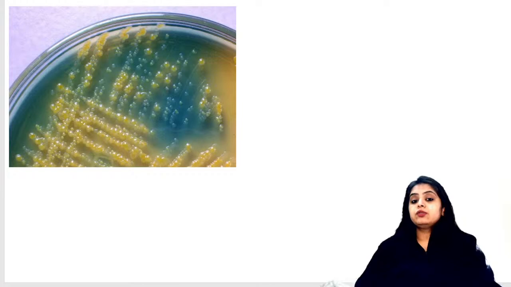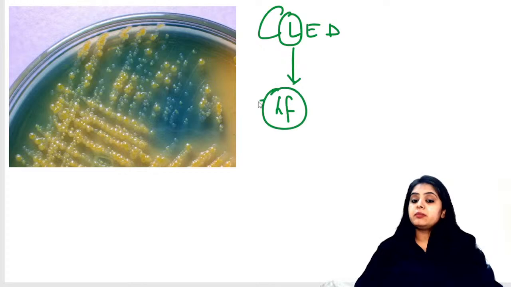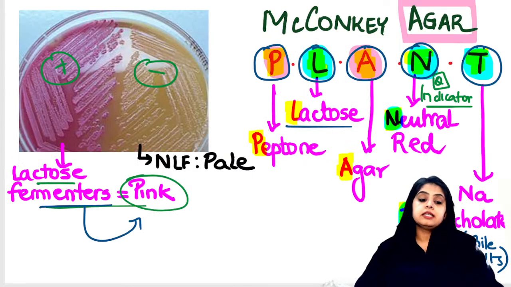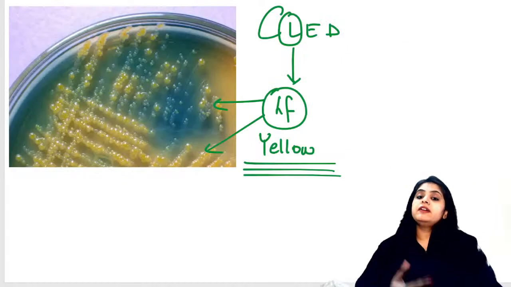This is also for lactose fermentation, but this is the CLED media. CLED media is also for lactose fermentation, but here lactose fermentation has given what color? It has given a yellow color. In MacConkey, what color came? In MacConkey you got a pink color. CLED has come for yellow color. When both of them are for lactose fermenter, which one will we use?